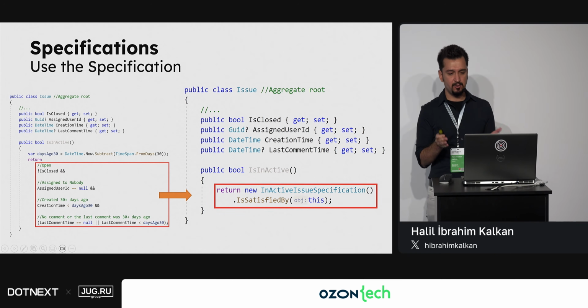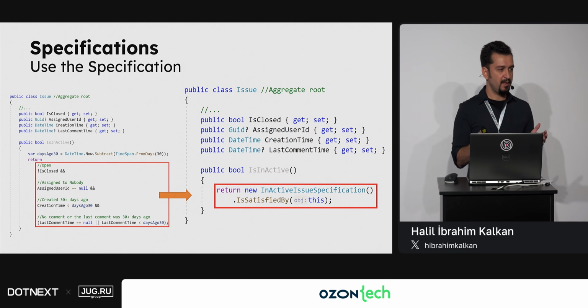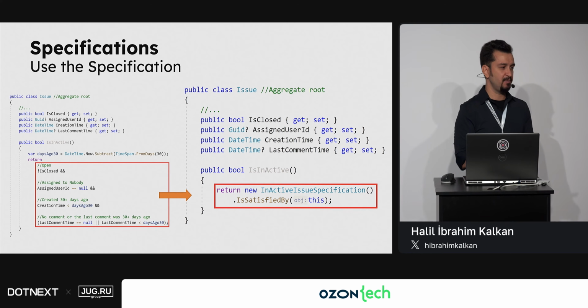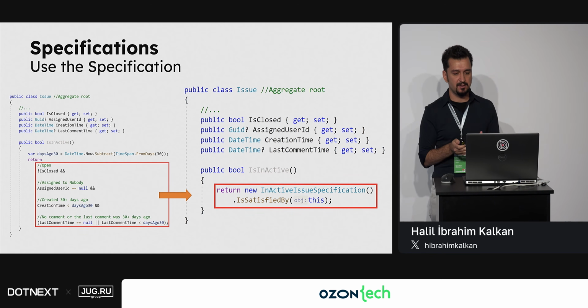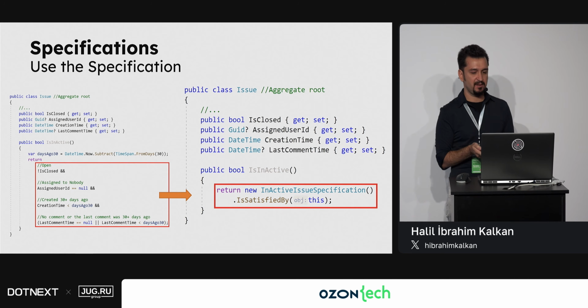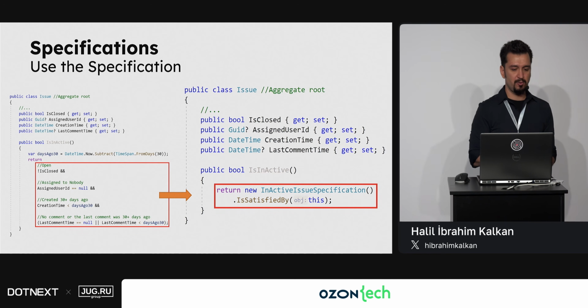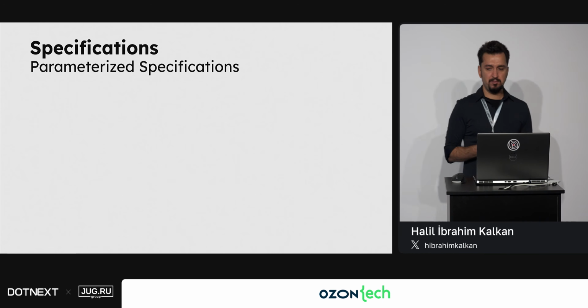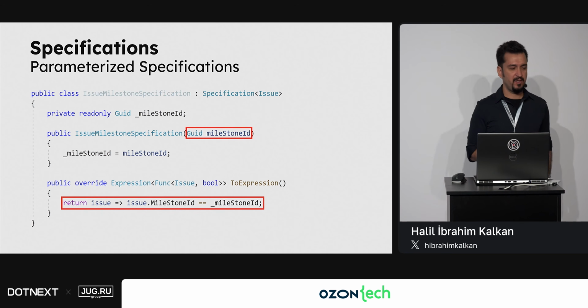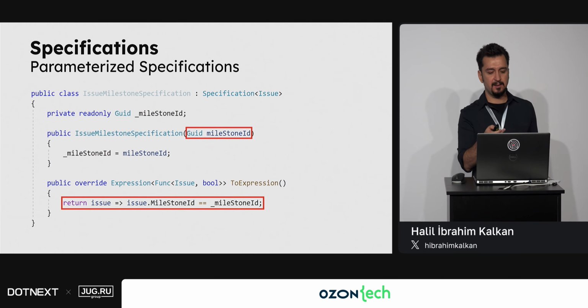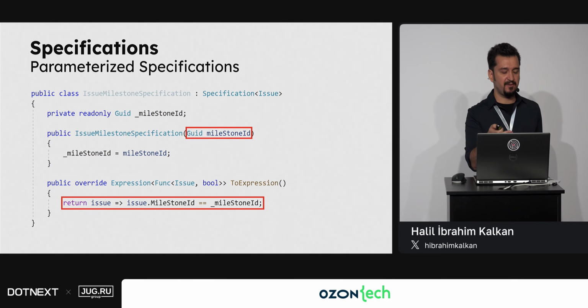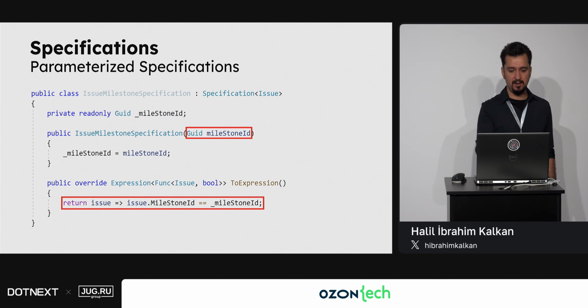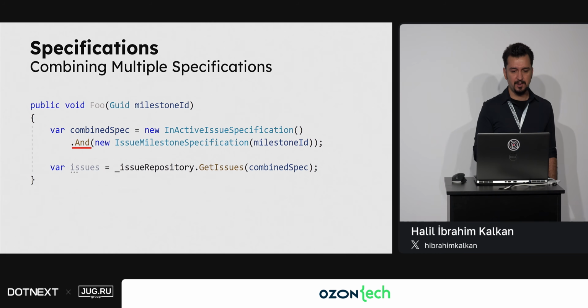So now this logic is reusable and encapsulated in a very simple class. When we change this class, it will affect database queries, it will affect the logic on the object, it will affect wherever we use it. Not all specifications can be without parameters like that. We may have a parameter, like a specification that filters issues by milestone, implemented simply by checking its milestone ID.